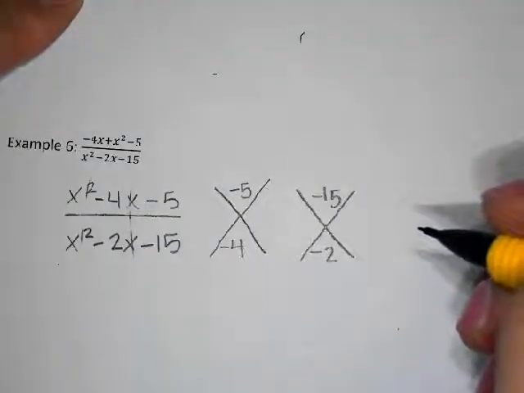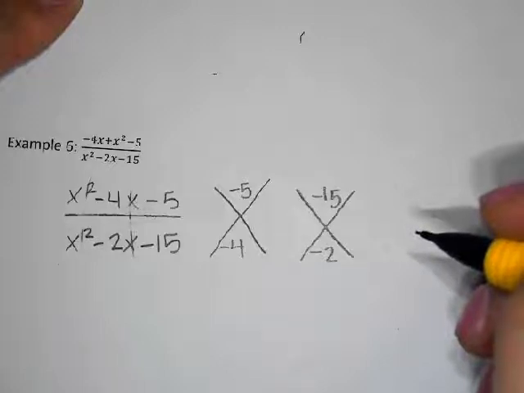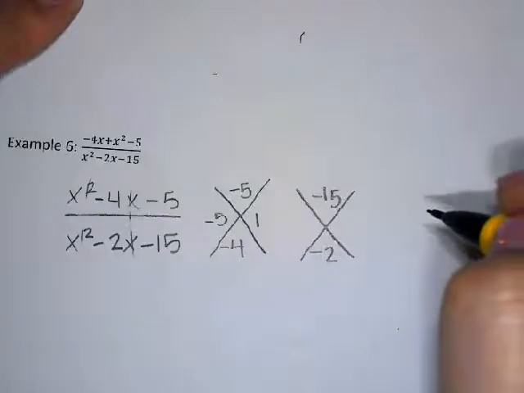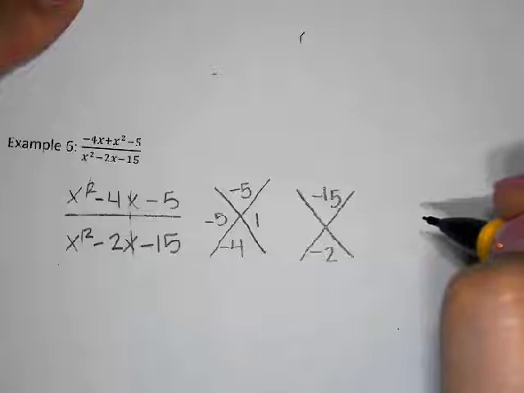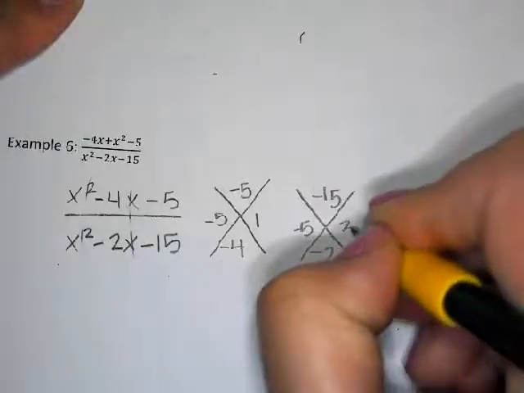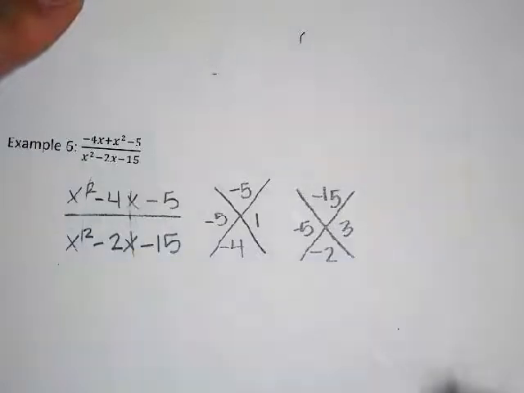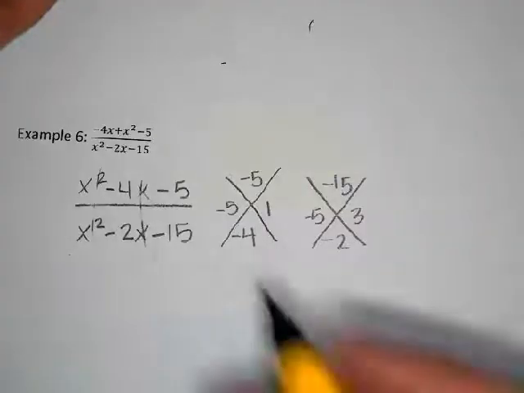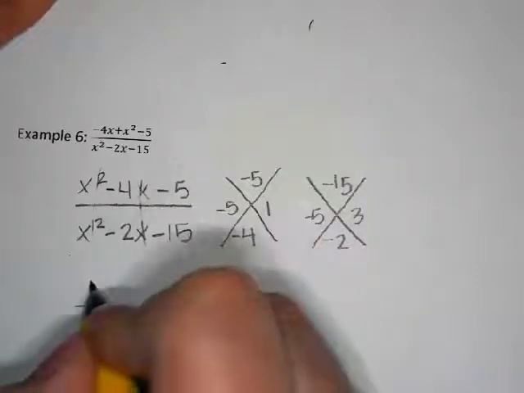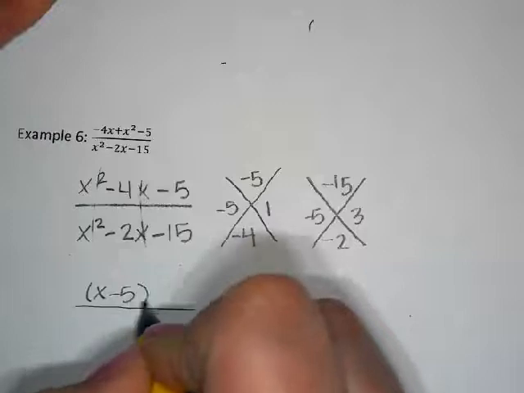Negative 5 and 1. Negative 5 and 3. Isaiah, I hope you know none of us were even trying because we were just letting you do it. We were like, Isaiah's going to figure it out, so use our calculator this time. So we got x minus 5, x plus 1. And then we got x minus 5, x plus 3.